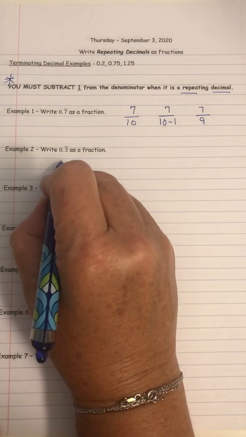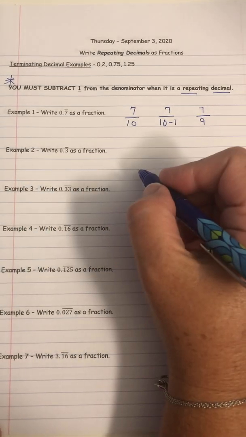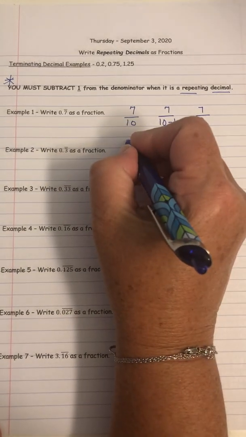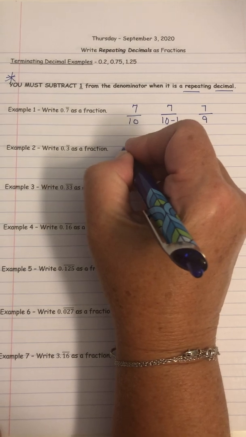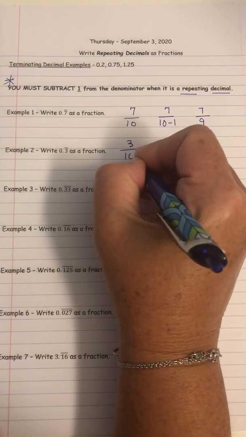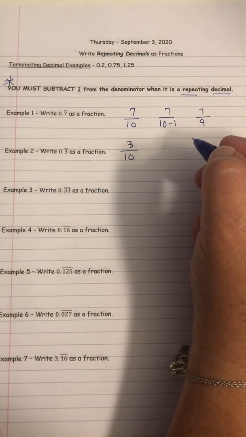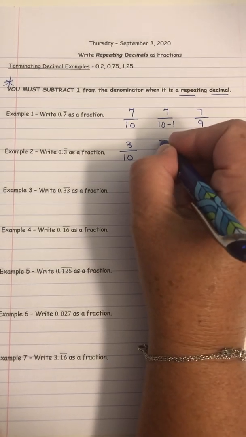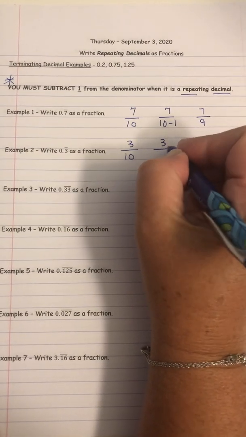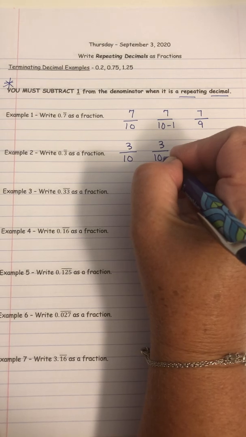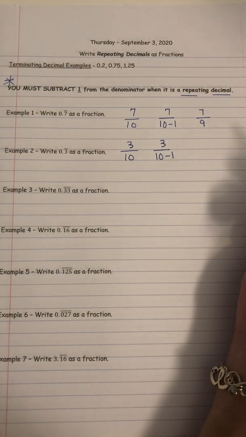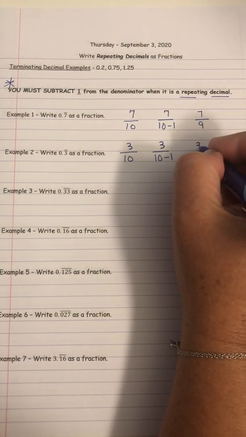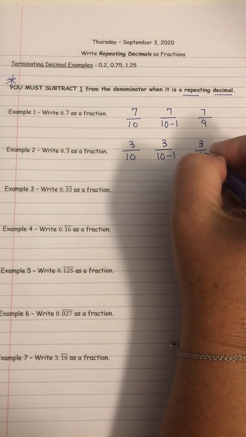So the next one is again in the tenths place. So it's going to be 3 over 10. Now, don't forget the rule. We have to subtract 1 from the bottom. So that's going to give me 3 over 9.